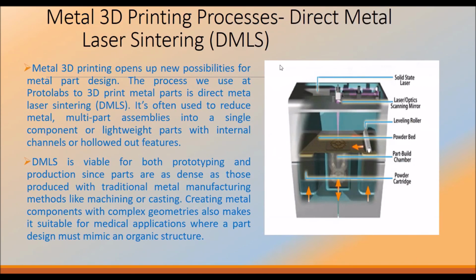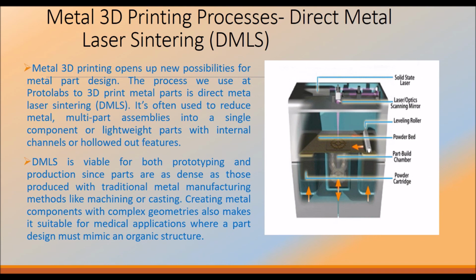Next, coming to other technologies, that is the metal 3D printing process, direct metal laser sintering, DMLS. Metal 3D printing opens up new possibilities for metal part design. The process we use at Proto Labs to 3D print metal parts is direct metal laser sintering, DMLS. It's often used to reduce multi-part metal assemblies into a single component, or lightweight parts with internal channels or hollowed out features.